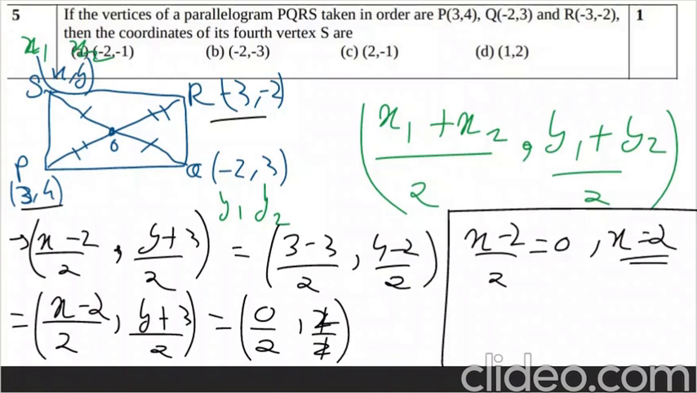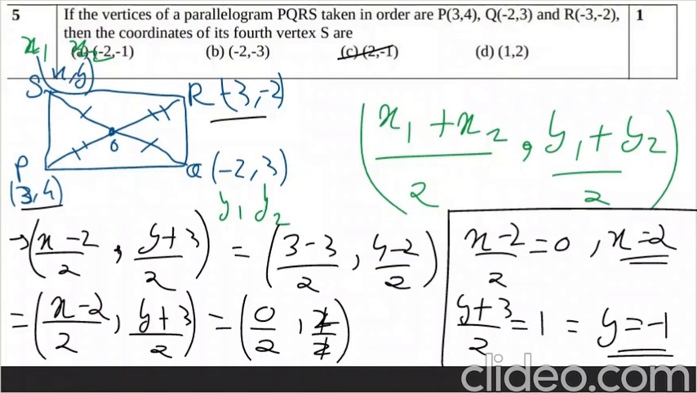So x equals 2. Now, similarly, for y, y plus 3 by 2 is equal to 1, because I can substitute the y values and x values corresponding. What will I get? 2 goes to the other side, it gets divided, and then plus 3, that plus goes there, minus. Then y plus 3 is equal to 2. So, yes, I'll get y as minus 1. I got the values, that is 2, minus 1, which is option number C. So yes, option C is the right answer.